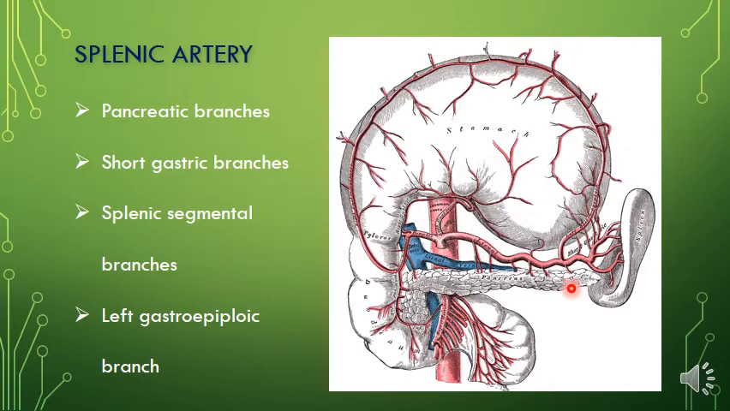And one pancreatic branch here. So these are all the pancreatic branches. From these, one of them will be a larger one, and that will accompany the main pancreatic duct, which is known as arteria pancreatica magna.